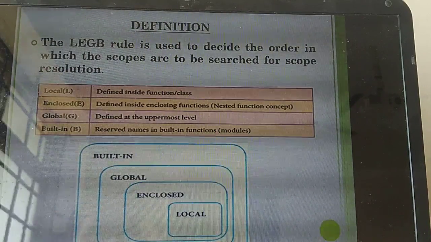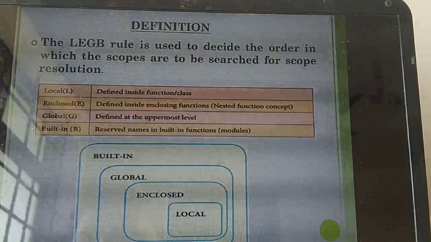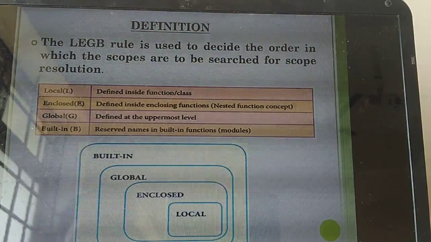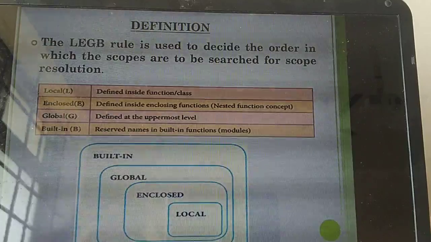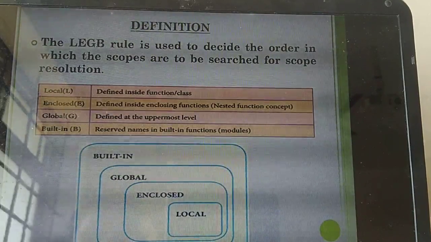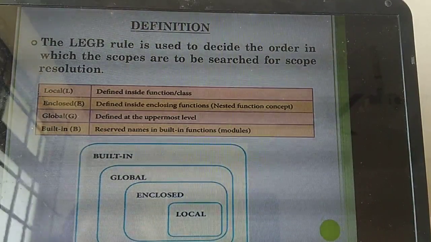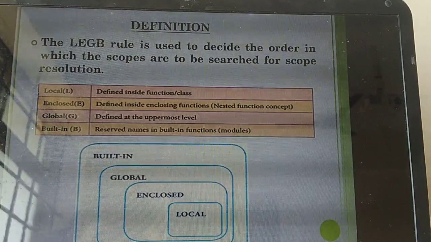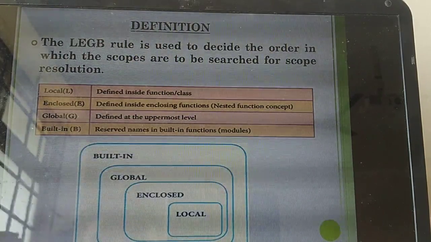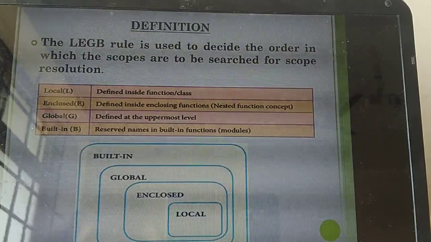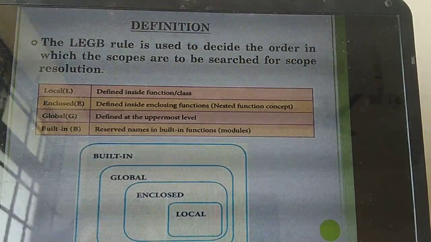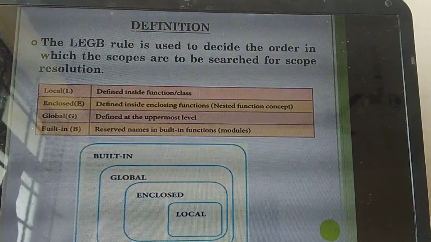What's the use of this LEGB rule? The LEGB rule is used to decide the order in which the scopes are to be set. That means you need to decide in which order the scopes are run, or in which order you are able to access the variables. For that you have a particular rule called the LEGB rule.